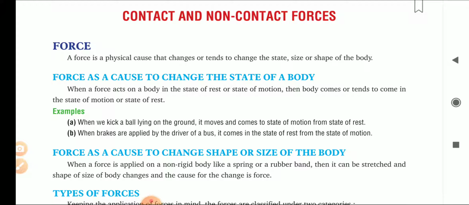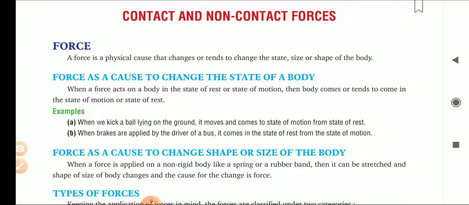When a physical contact is established, suppose we are pushing any object that is kept on the ground, pushing a table, pushing a chair. So in these cases which we have discussed just now, we are applying contact forces.